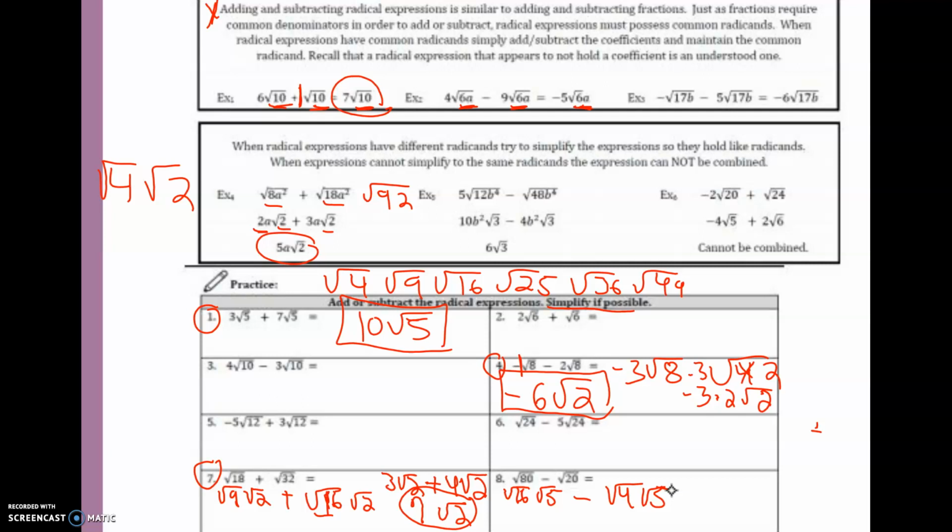So that would be 4 radical 5 minus 2 radical 5. Now we have the same radical, which is going to be 5. And 4 minus 2 is 2. You are done. Okay? So what I want you to do is finish the rest of these for me, and then I will have the answer key for you to check. Okay?